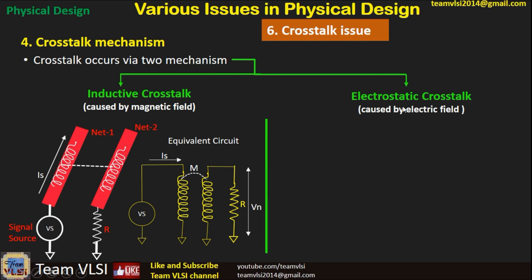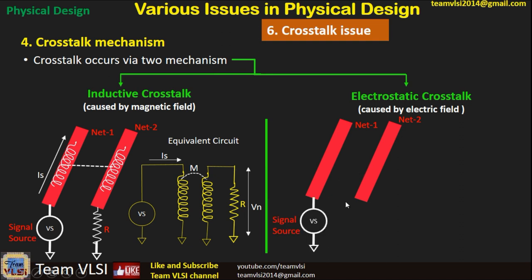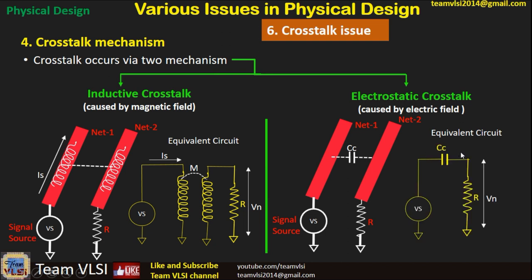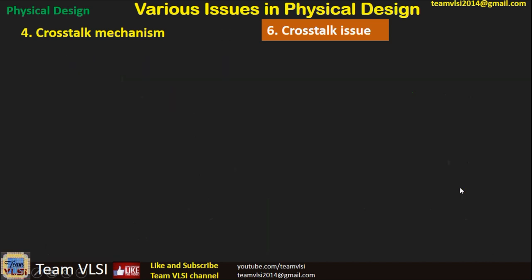Let's see the second part, the electrostatic crosstalk mechanism. Suppose again there are two nets placed near to each other, and one net is carrying the signal and the other net is connected to the ground through a resistor. Definitely there will be a coupling capacitance between these two nets, as we have the dielectric between them. In the equivalent circuit we can see here, the model will have an equivalent circuit like this, and the coupling capacitance is here. So a voltage will be raised across this resistor. Let's see more about this.